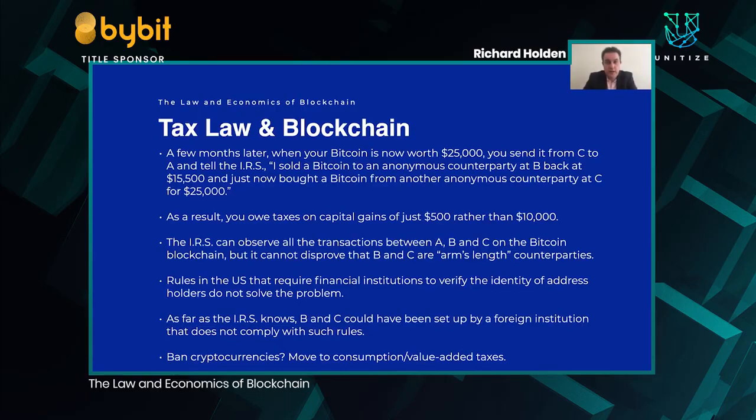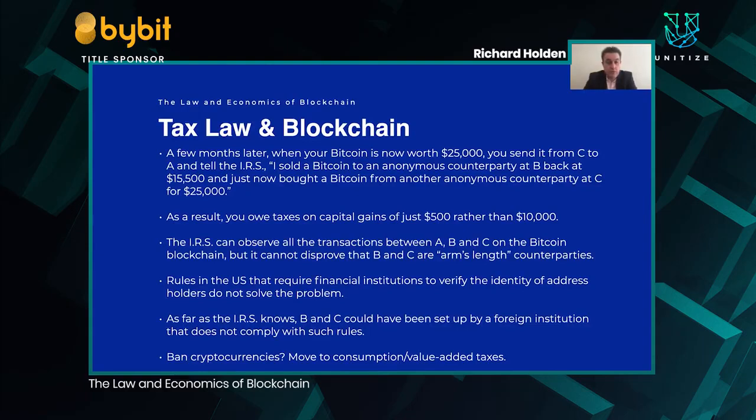the IRS, if you're an unscrupulous type who doesn't mind lying to the IRS, "I sold a Bitcoin to an anonymous counterparty B back at $15,500 and just now bought a Bitcoin from another anonymous counterparty that's got nothing to do with me", unbeknownst to the IRS it does, "at C for $25,000." So as a result, you owe taxes on capital gains of just $500 rather than of $10,000. And now the IRS can observe all the transactions between A, B, and C on the blockchain, but it can't disprove that B and C are arm's length counterparties.